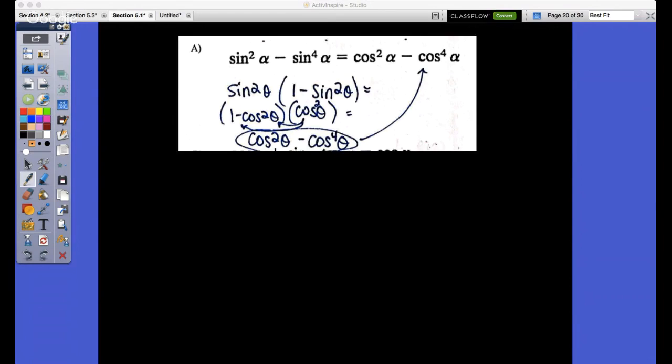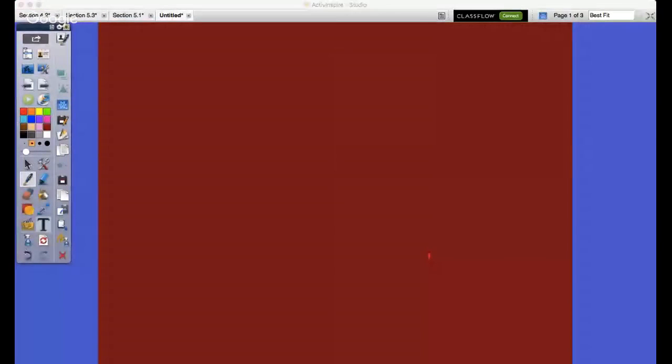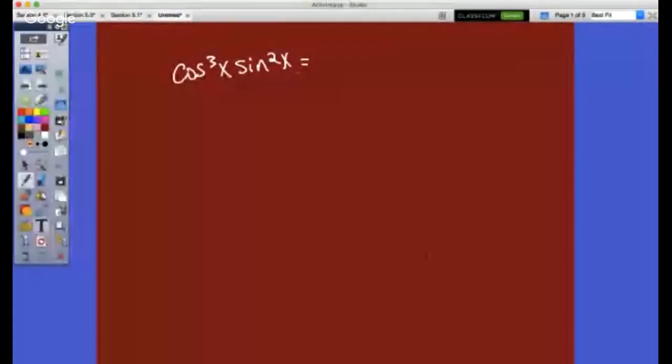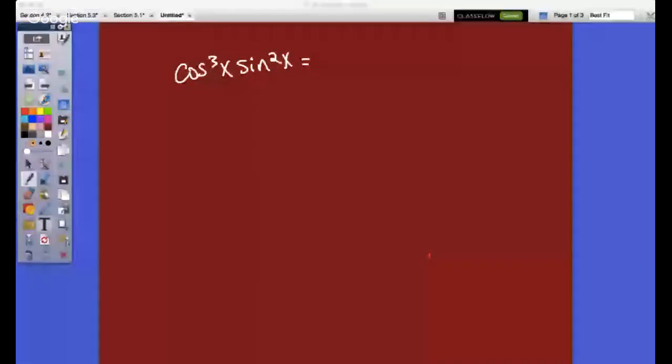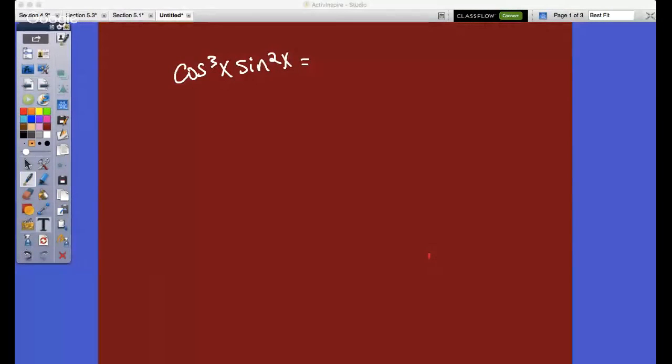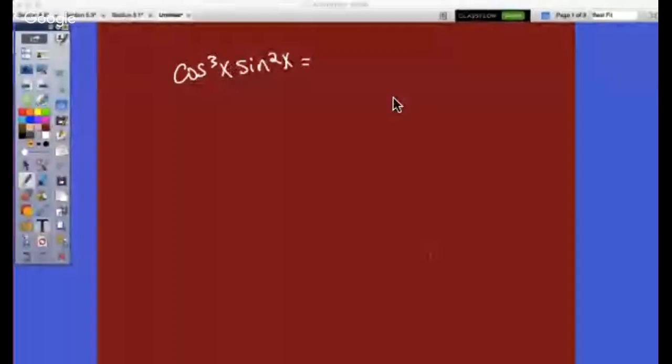Let's go over, oh yes, this is a good one. Red, you just brought up a really good point, and I'm glad you hit this one. The one that I just got here was off the homework. It was cosine to the third x, sine squared x. And while I'm doing this, if you have any other questions, throw them out there, and you can always rewind the video from this point.